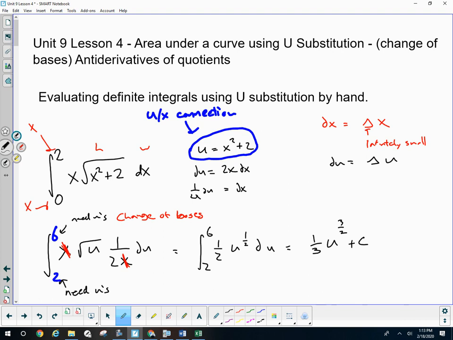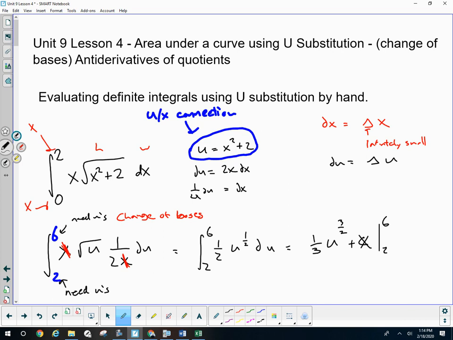Do I need this plus c? I don't, because I'm finding the change between 2 and 6, my new bases. But what's usually the last step when you're going through and taking the antiderivative using u substitution? Like on your quiz today, what was the last step that you did for every single one of the antiderivatives on the back?